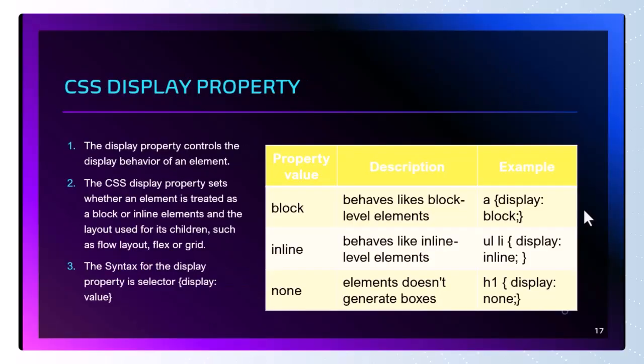The display property, you can use the values block, inline, or none. Block behaves like block level elements. This example is setting the anchor element with the display of block. Inline behaves like an inline element. Here we're setting the unordered list item to display inline. And none means the element doesn't generate boxes. So h1 display none is an example.